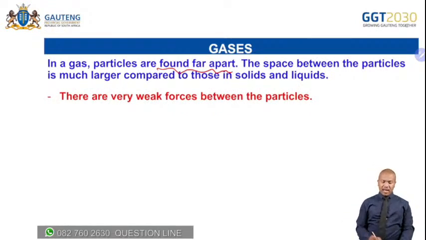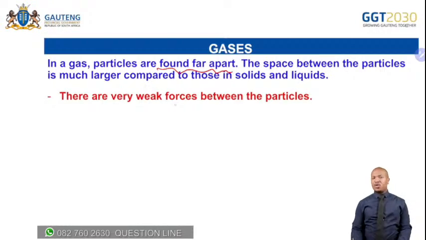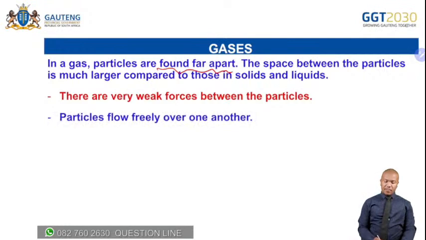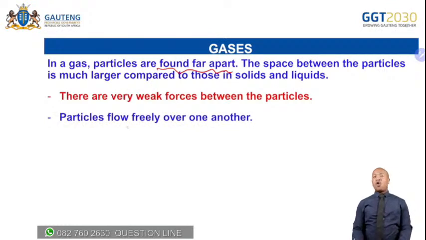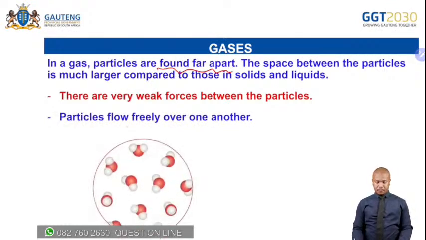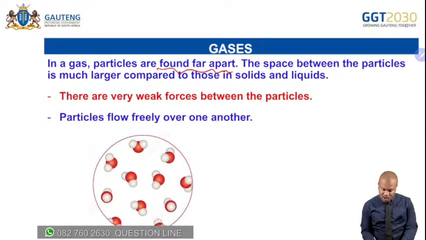This is because there are very weak forces between the particles, so it allows the particles to flow freely over one another. As you can see here, there's lots of space, so the particles can move freely over one another. There's a lot of movement here, right? Around these spaces.